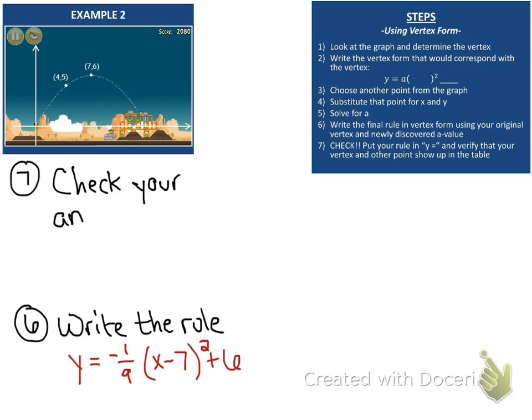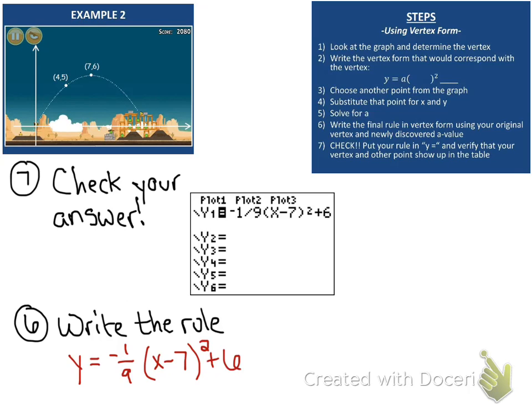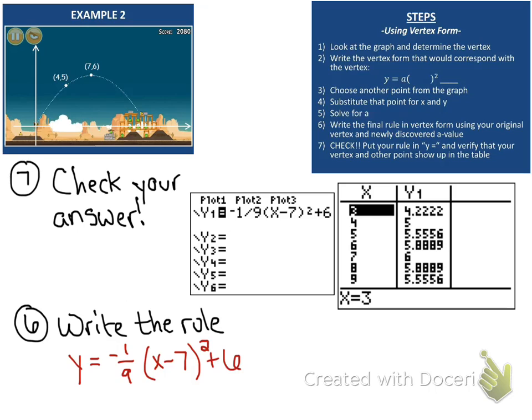Finally, I want to go ahead and check the rule. I'll start by putting it into the y equals in my graphing calculator, and then looking at the table. So I want to make sure that the 2 points I used from my graph show up in the table. There's our first point, 4 for x and 5 for y. And then there's our second point, 7 for x and 6 for y. Since both of those points show up in the table, that means that the rule I've written is correct.